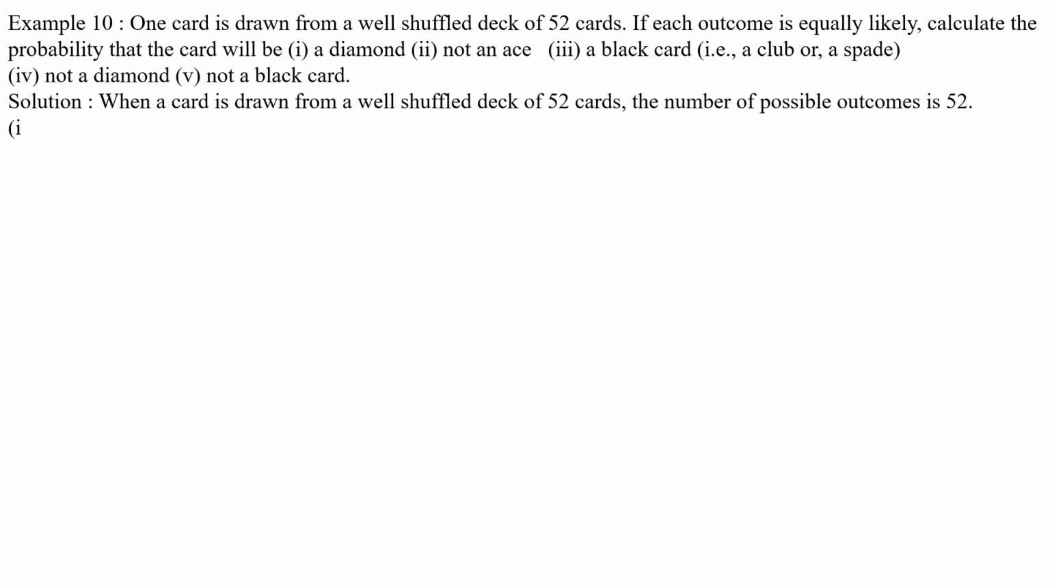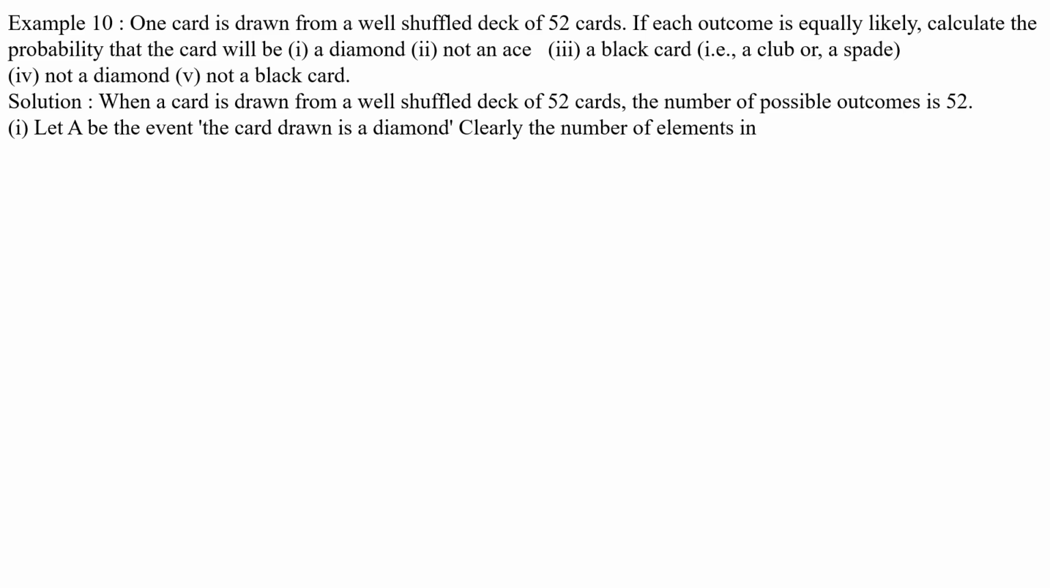Right. Now come to the first question. Let A be the event that the card drawn is a diamond. Clearly, the number of elements in the set A is 13. My children, how many diamond cards are there? Previously, we had discussed how many diamond cards are there in the deck of 52 cards. Yes, 13 cards. So the number of cards favorable to the event A is 13.